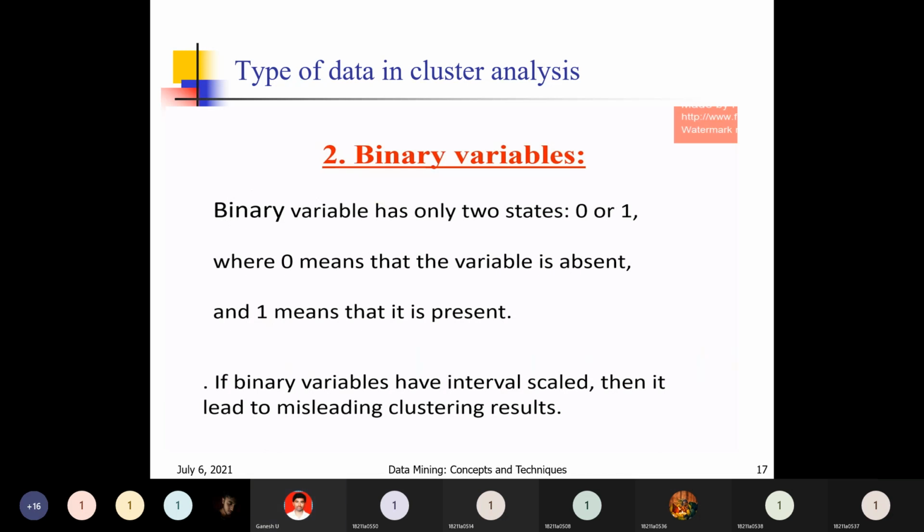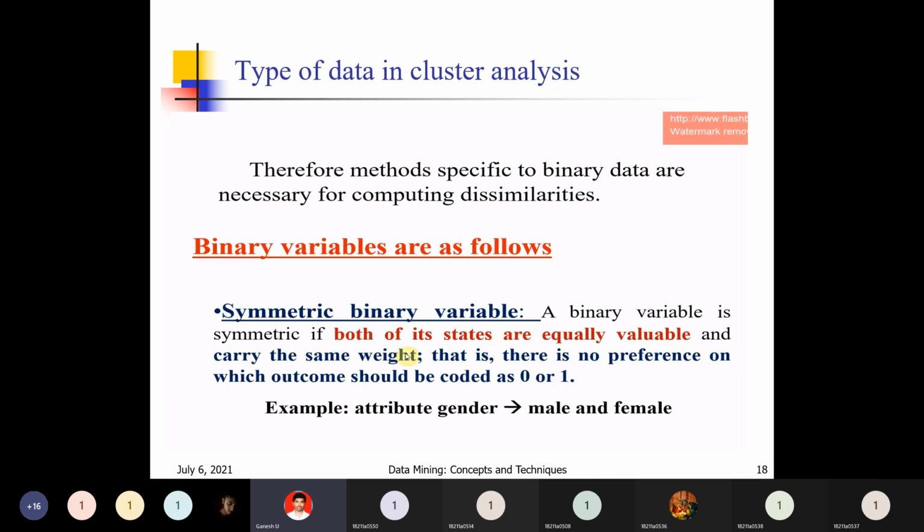If the binary variables are treated as interval scaled, then it leads to misleading clustering results. These interval scaled values are different, binary variables are different. So we have to divide both. You have to apply different techniques for clustering. So for binary variables, with only zeros and ones, we can apply this process. This process we will see now.